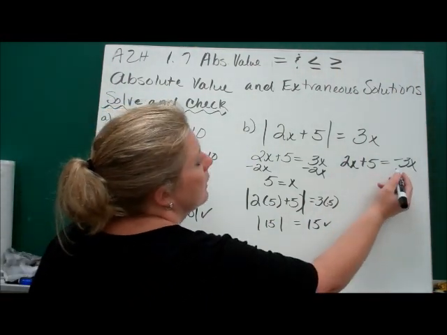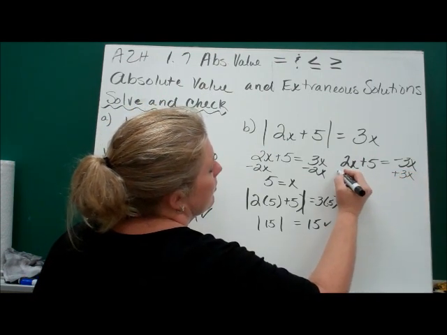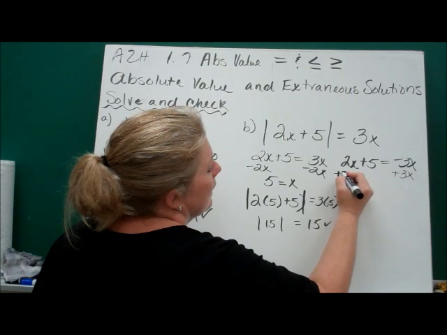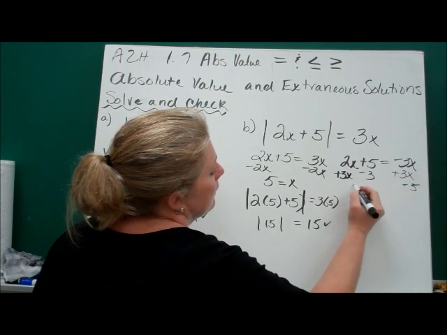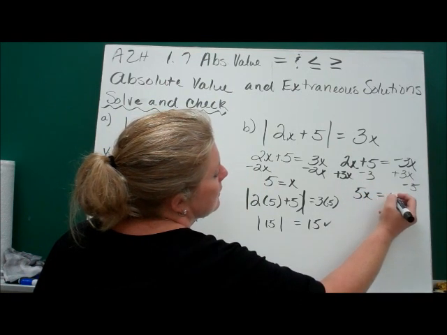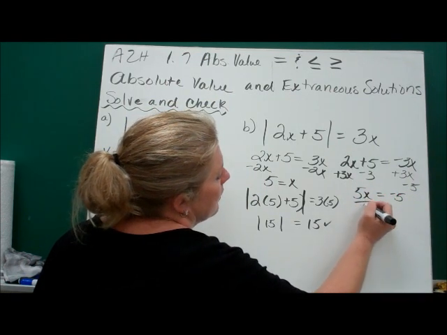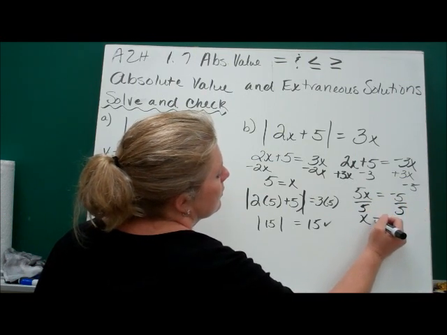Next one. Now I'm going to add 3x, just because I want to keep it positive, plus add 3x, subtract your 5. It's going to give me 5x equals negative 5. Divide by negative 5, or divide by 5, excuse me. X equals negative 1.